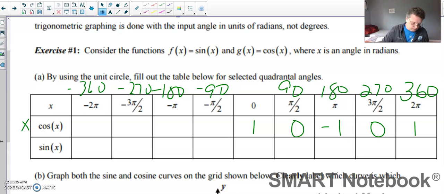Now, it's very similar going the opposite direction. Negative pi over 2. Remember, you're going down. So that's technically the same as 270. So that's 0. Negative pi, which is negative 180, same as 180, negative 1. Negative 270 is the same as 90, which is 0. And then negative 360 is the same as 360, which is 1. So those are your output values that you have.